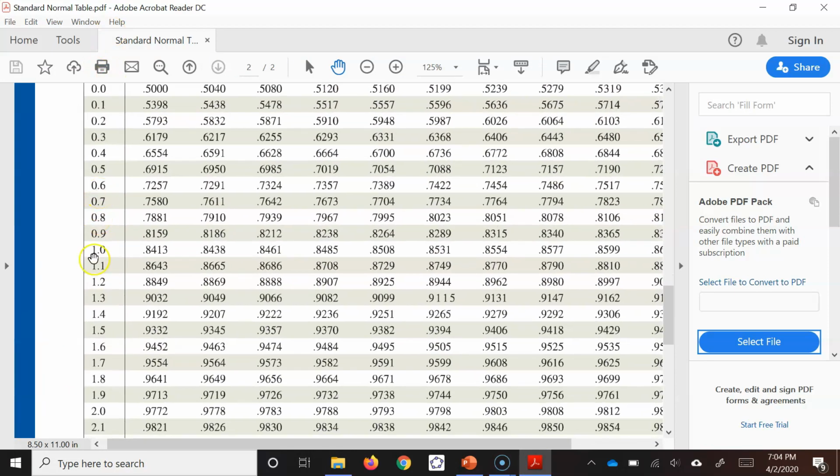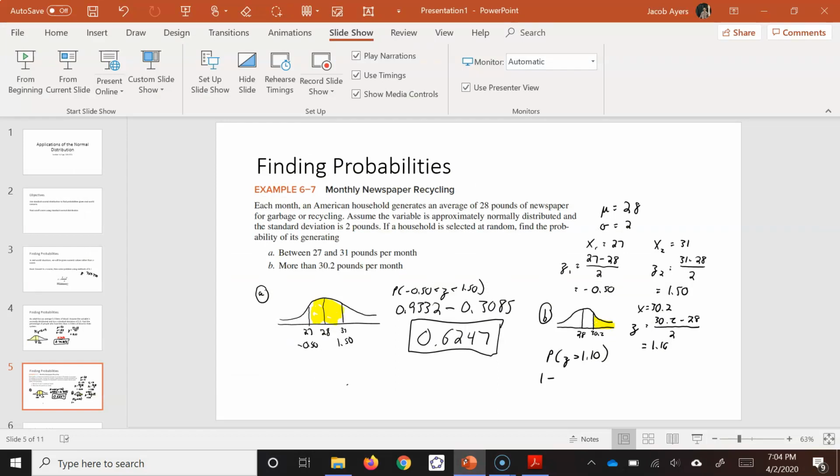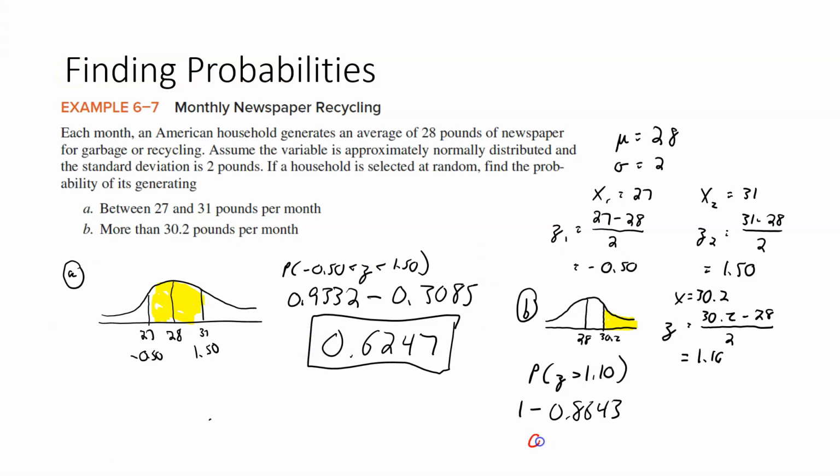Let's scroll it. And at 1.10, 0.8643, which is the probability to the left. So 1 minus 0.8643 is the probability there. And I guess I'll just go with red. I don't want to erase it and change it. Now, where was I? Back to the next one.